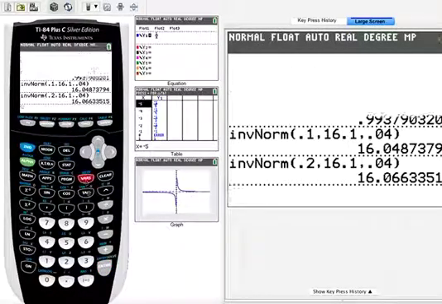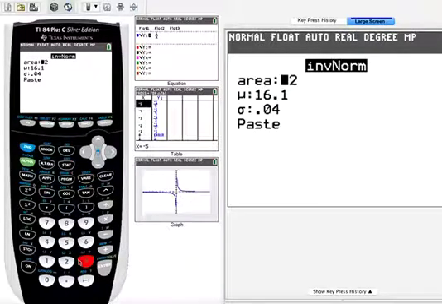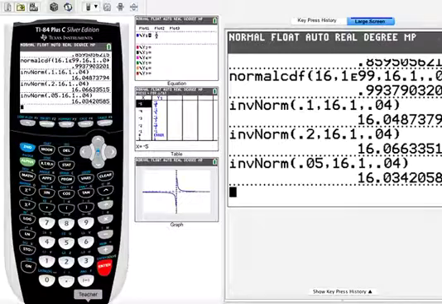So second, vars, inverse normal, 0.05, mean and standard deviation are going to stay the same. And whenever you do that, you get 16.03.